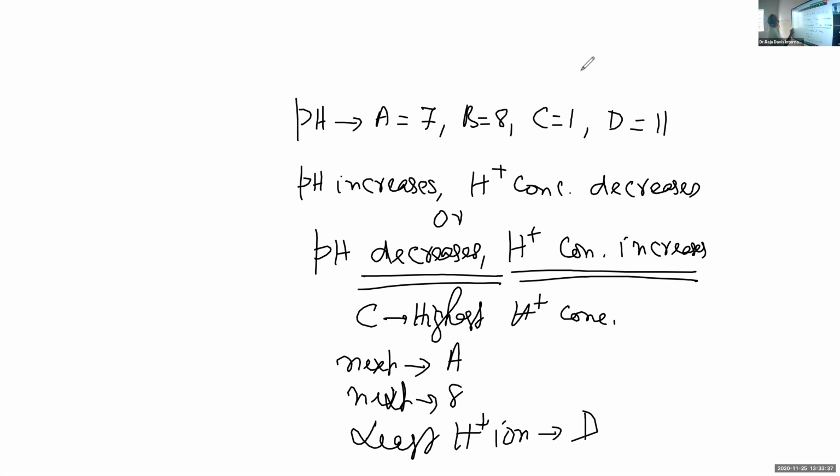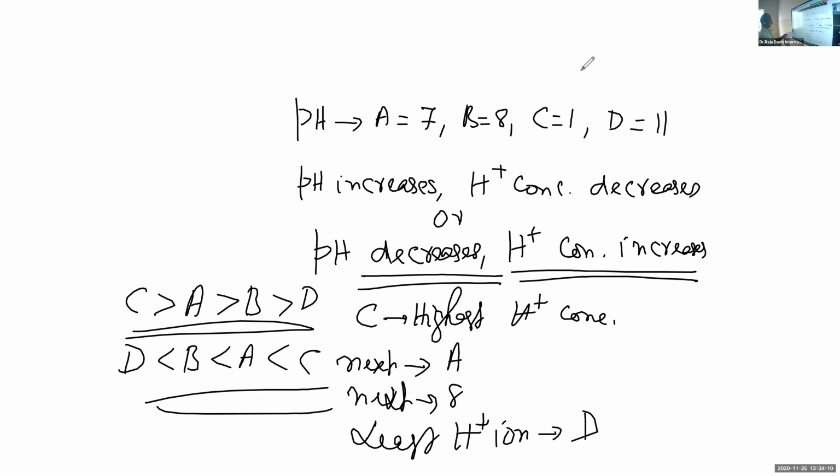Highest for C. So C is greater than the next higher one, A greater than the next higher one, that is B greater than D. Or you can write in the reverse manner: D less than B less than A less than C. Both are correct. And what is the choice given here? Choice C: A greater than B greater than C. Choice D: C greater than A greater than B greater than D.